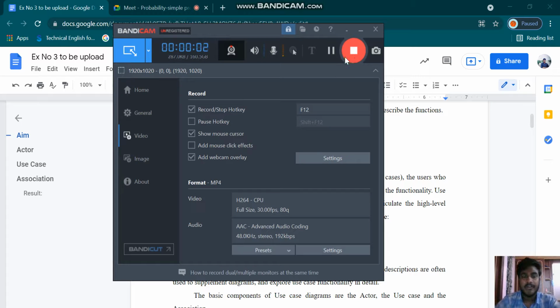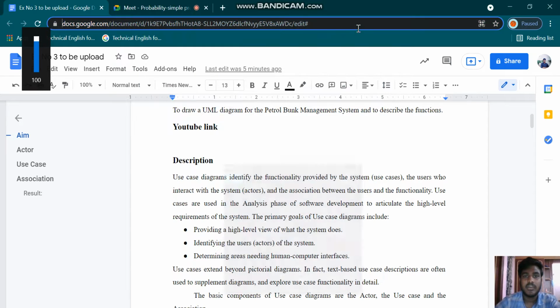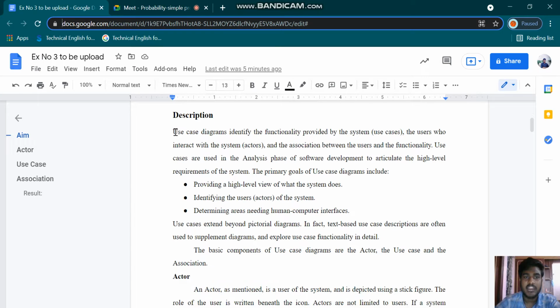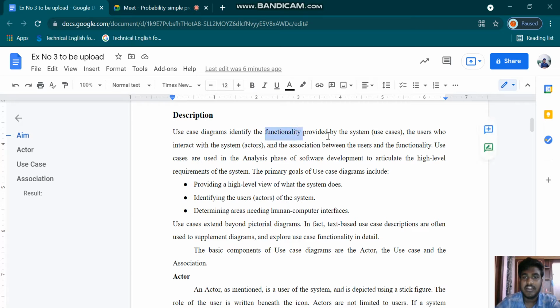Hello all. Today we are going to see about use case diagram for petrol bunk management system. First of all, what is a use case diagram? A use case diagram identifies the functionalities provided by the system. In a use case, the users interact with the system actors, and there is an association between users and functionalities.